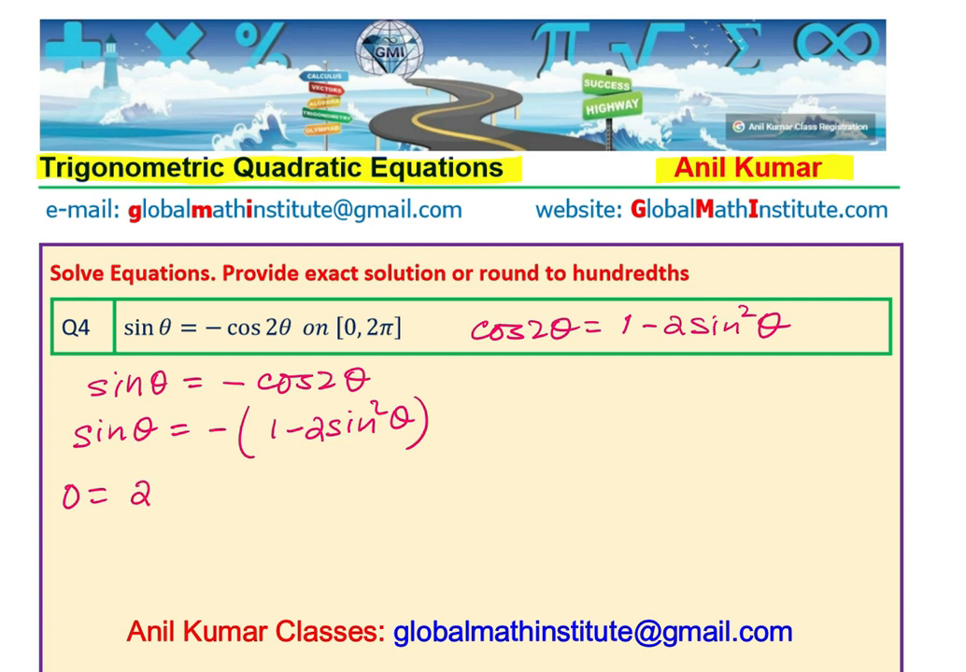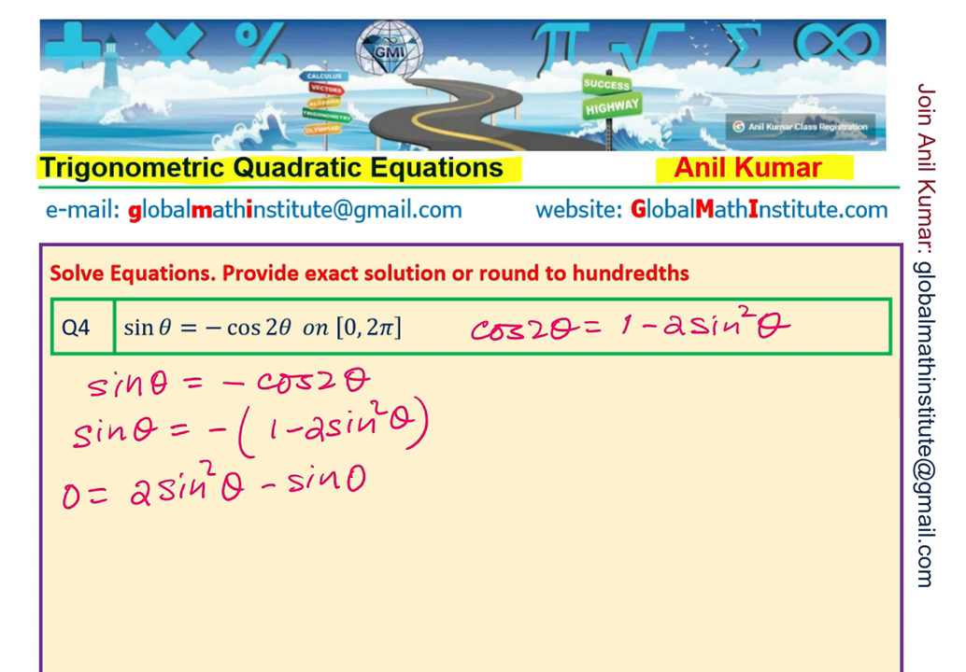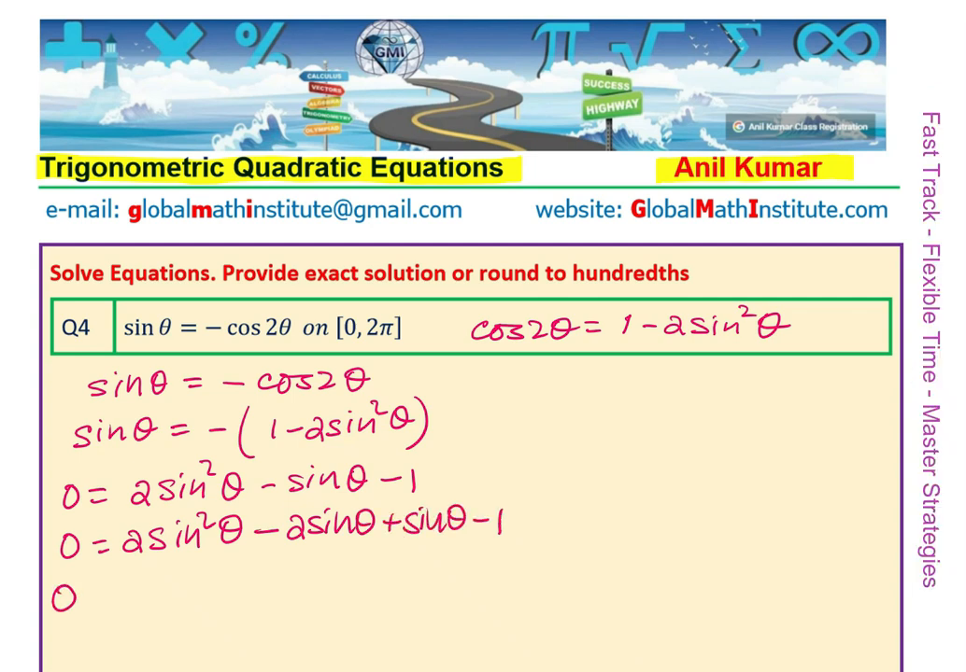We could write this as 2 sine squared theta. Minus and minus makes it positive. Minus sine theta minus 1. Makes sense. We can now factor this, product of minus 2 sum of minus 1, which gives us 2 sine squared theta minus 2 sine theta plus sine theta minus 1.